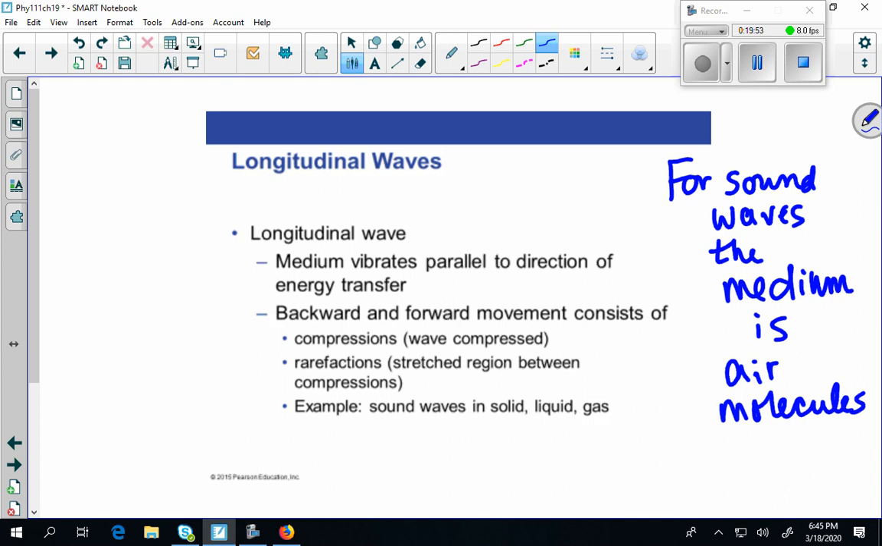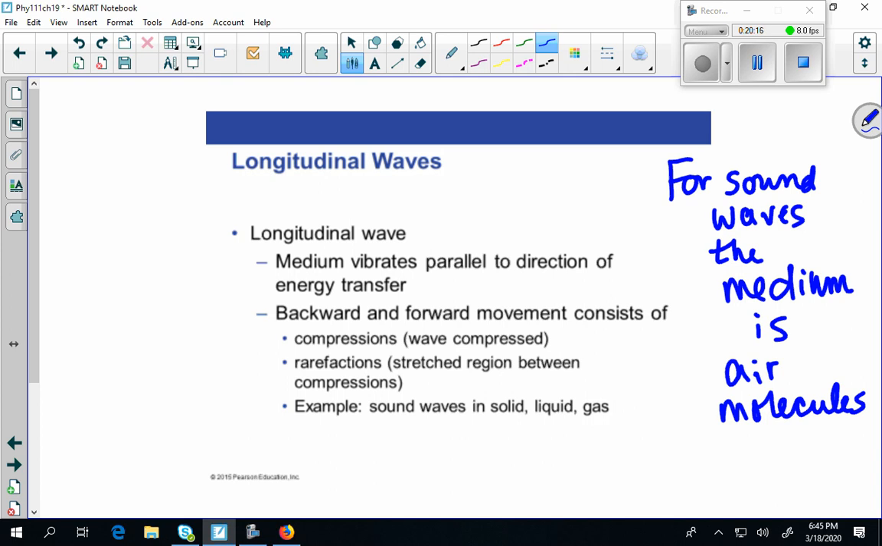There's nothing for me to vibrate with my vocal cords to reach your eardrum, to put pressure on your eardrum. So for sound waves, the medium is air molecules. And if they are not there, the wave is not going to travel.